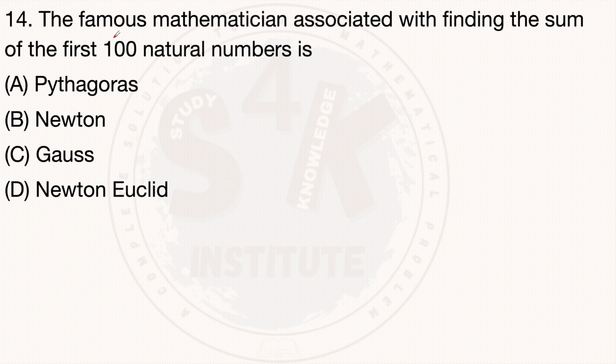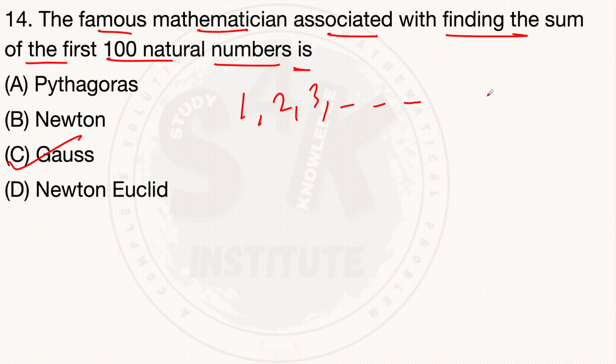Let's do the next question. The famous mathematician associated with finding the sum of the first 100 natural numbers is Gauss. You know how he found it? He wrote 1, 2, 3, 4. Obviously, if you add all these numbers one by one, it will be very tedious.